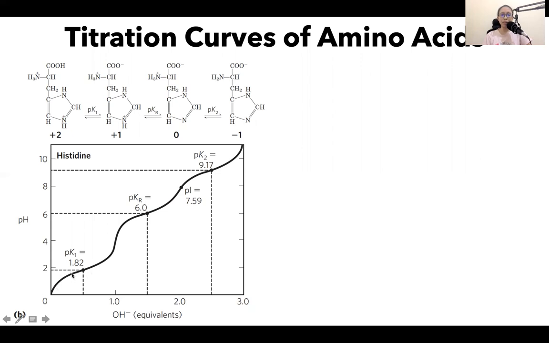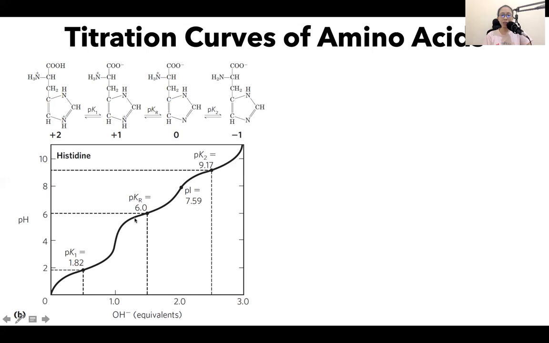So for the titration curve of histidine, again, we observe a slight rise in pH, followed by the buffer region. And this is where we see the first pK value, or the pK for the first dissociation. So there's pK1 equal to 1.82. So at this region, the components of our buffer are the form with a charge of +1 and the form with a charge of +2. Then we see a steep change in pH. So this is our first equivalence point.